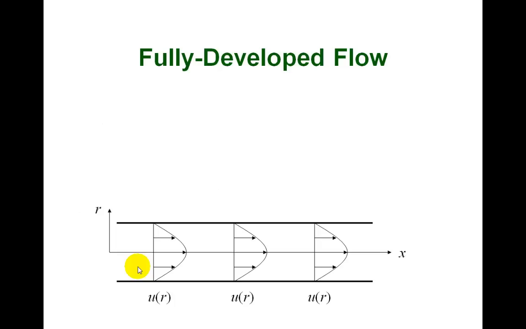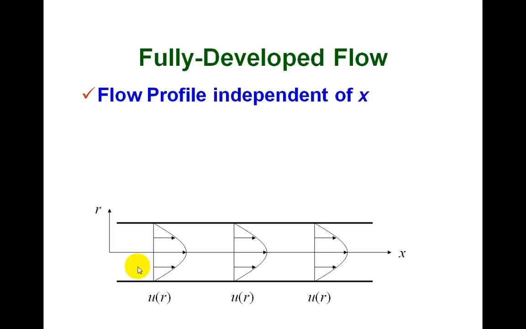In fully developed flow, then, we assume, or actually we have observed, that the flow profile is independent of position downstream. So in this pipe illustration, we have a radial direction, and then we have our axial or flow direction. The flow profile is essentially just a function of lateral position, and as we move downstream, there's no difference in the flow profile between one station and the next and the next.